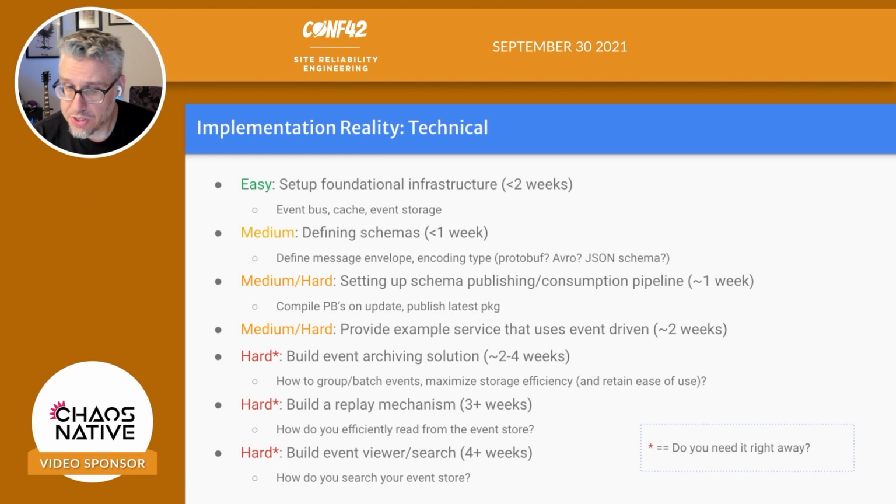But the rest of them, such as a replay mechanism or an event viewer, maybe you don't need it right away, but you will probably need it eventually.